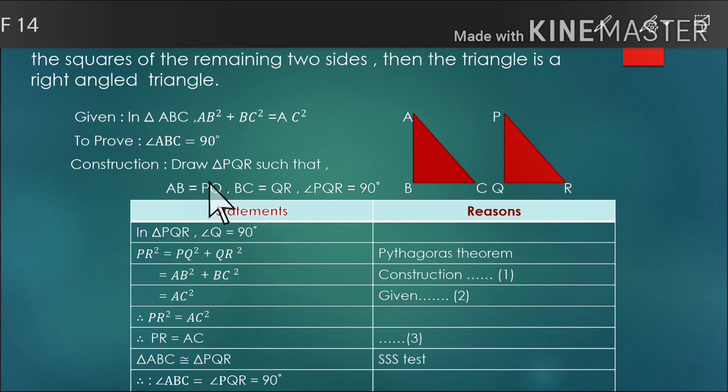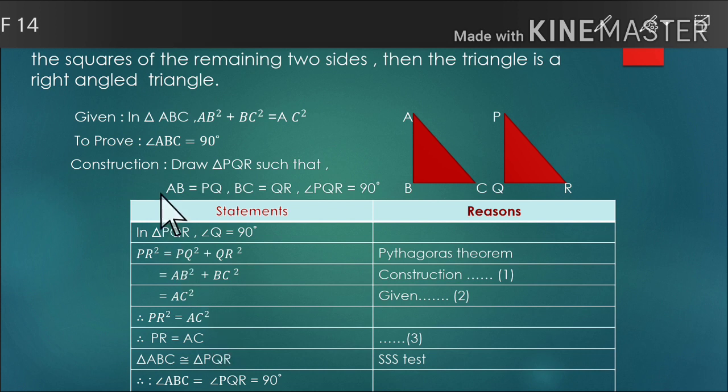Now, we have done the construction. In construction, we have taken AB is equal to PQ and BC is equal to QR. So, let's substitute PQ and QR with AB and BC. Therefore, PR square is equal to AB square plus BC square. This is from construction. Now, see our given part. AB square plus BC square is AC square. So, instead of AB square and BC square, we can write AC square. Therefore, PR square is equal to AC square. Now, taking square root, PR is equal to AC.